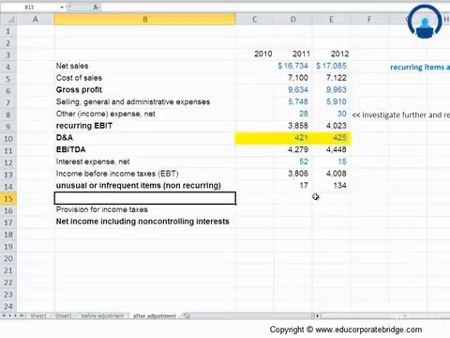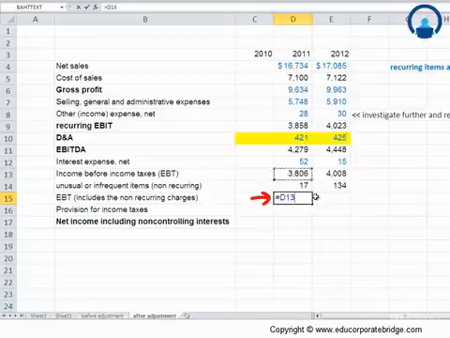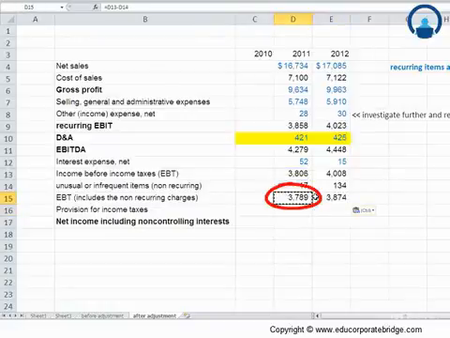So we will call another EBT which includes the non-recurring charges, and the formula should be very simple here. This is earnings before taxes, which was in the core earnings or the recurring earnings, and removing the unusual or infrequent items related costs. Deducting that, what we have is $3,789 million and $3,874 million for 2012.